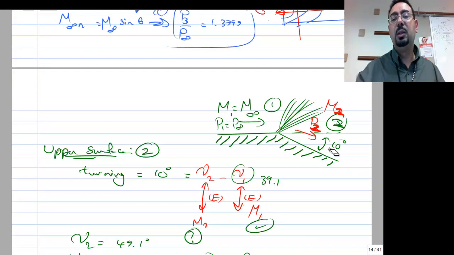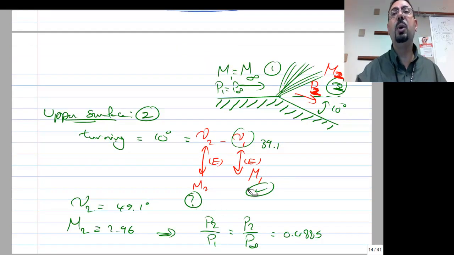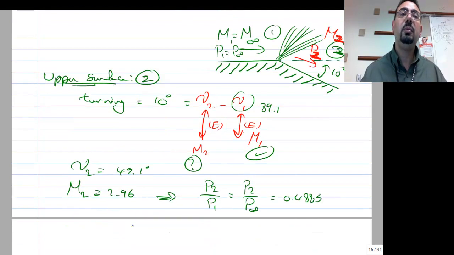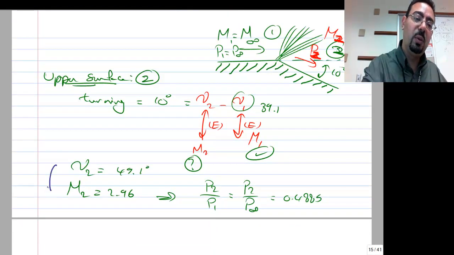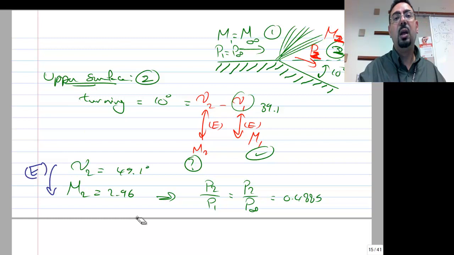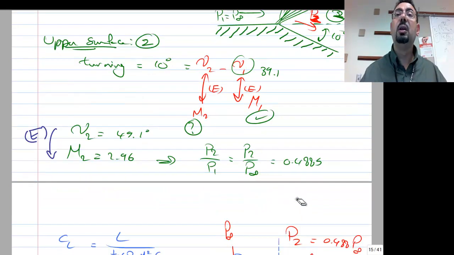On the top, 10 degree, one and only equation, always use it. Turning is nu2 minus nu1. You know the Mach number before, you want to get the Mach number and the pressure after, with the turning. So 39 and 10, that's 49. This is how you can calculate M2, obviously from appendix E. And from that you get P2 over P1 equal to 0.4885. This is again P2 over P infinity. That's all you care about.